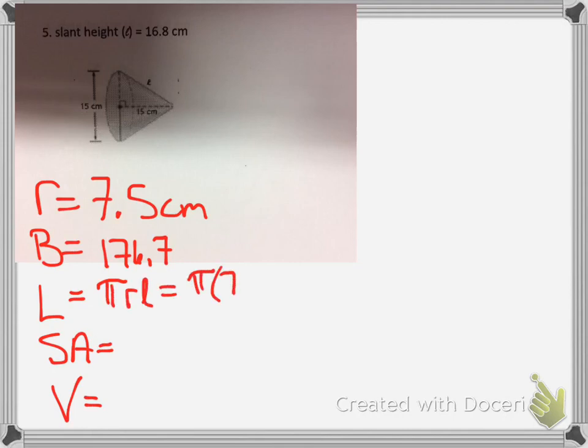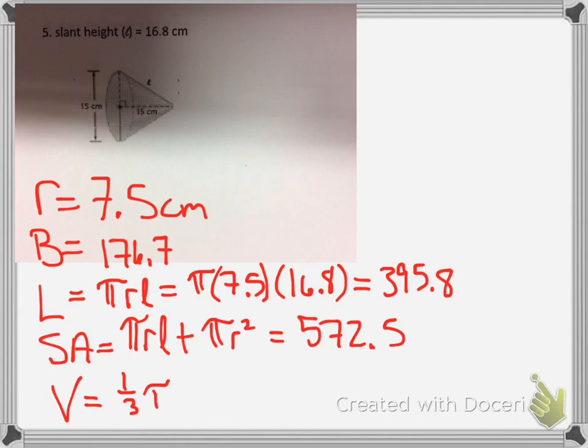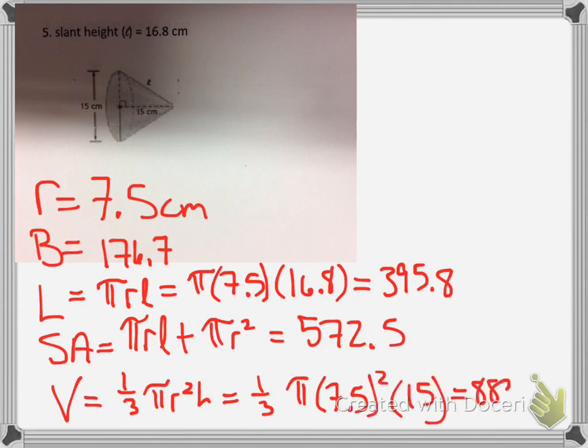And so the surface area is the lateral area plus the area of the base, so pi r l plus pi r squared. And then the volume is 1/3 pi r squared times the height, so 1/3 of pi times 7.5 squared times 15. Notice that the lateral and surface area use slant height, whereas the volume uses the regular height.